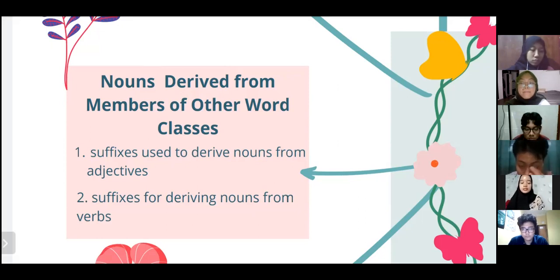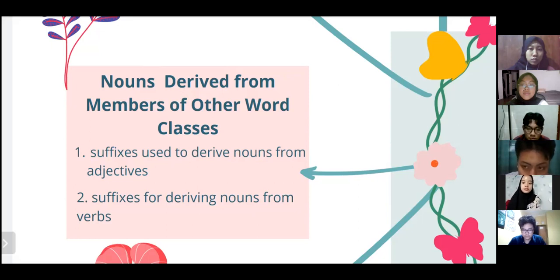And the third one, -ism. For example, the word radicalism is formed from the adjective radical, and then the suffix -ism is added, and its word class is changed into noun, radicalism. Then, besides that, we also have some suffixes that are used for deriving nouns from verbs.